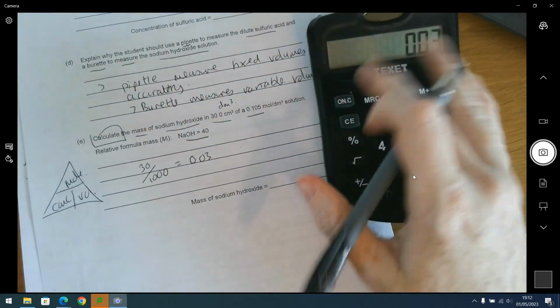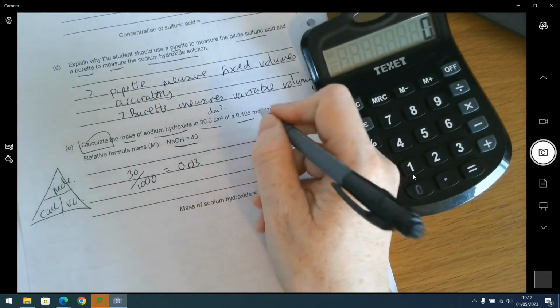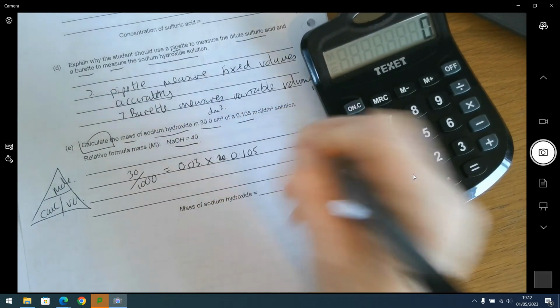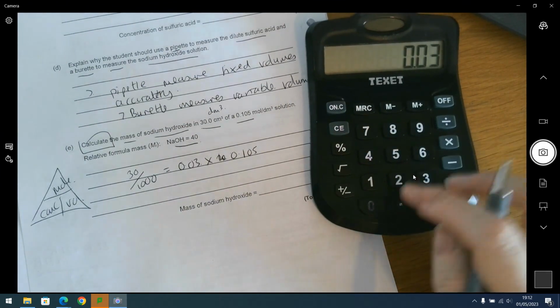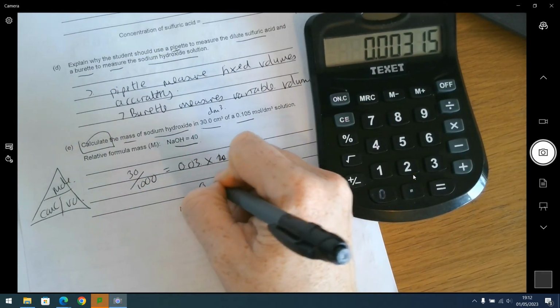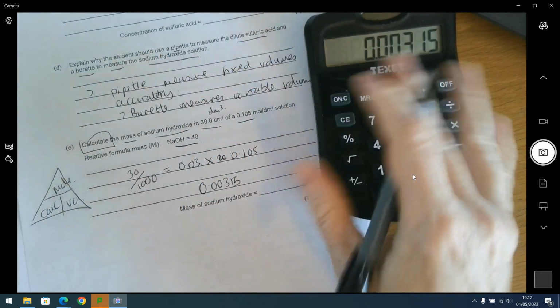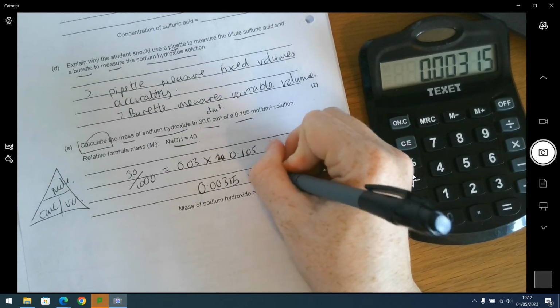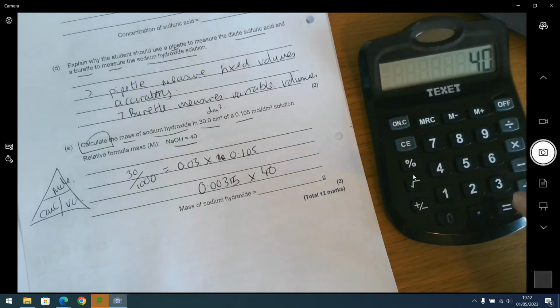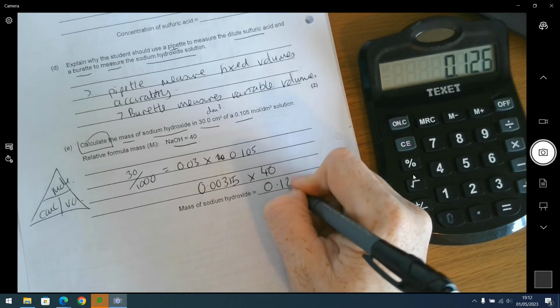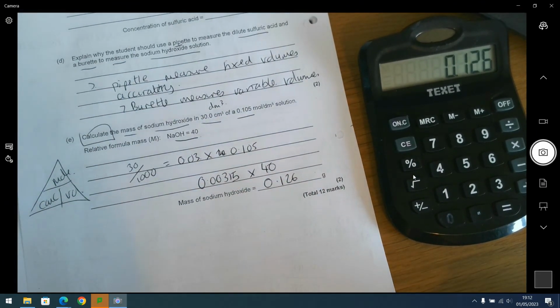0.03. And then I've got my concentration, so I'm timesing that by 0.105. It gives me a molar value of 0.00315, and then I'm essentially timesing that by the formula mass, which in this case is 40. And it's telling me that 0.126 grams would be the mass of sodium hydroxide that I used.